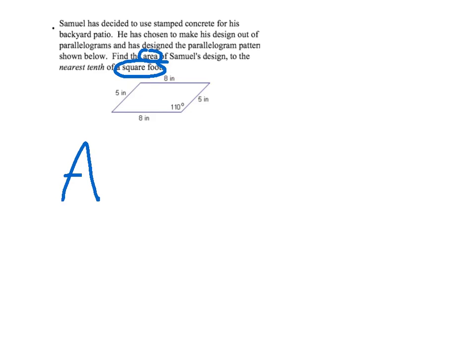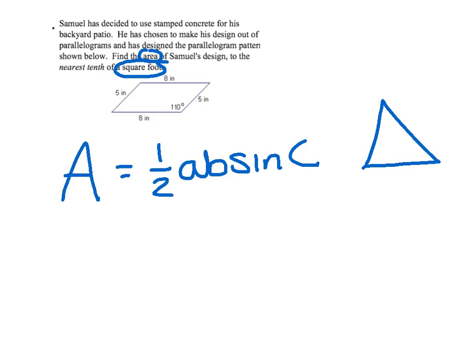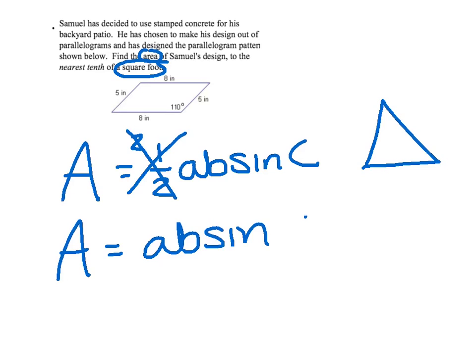So I'm going to start with area equals 1/2 AB sine C. Now I just want to recall, that is the area for a triangle. And a parallelogram is made out of two triangles. So I'm basically just multiplying this by 2, which will kill the 1/2, because 2 times 1/2 is 1. So I'm really just using the formula AB sine C.